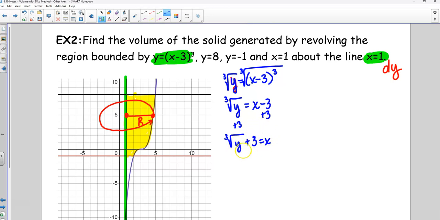So I've got the cube root of y plus 3 equals x. I would probably do this. I would put my x first. I would probably do y to the 1/3 plus 3 because we're going to have to integrate here. And y to the 1/3 will be easier to integrate than the cube root. Okay, so that is this equation, y to the 1/3 plus 3. Is that purple graph right there.